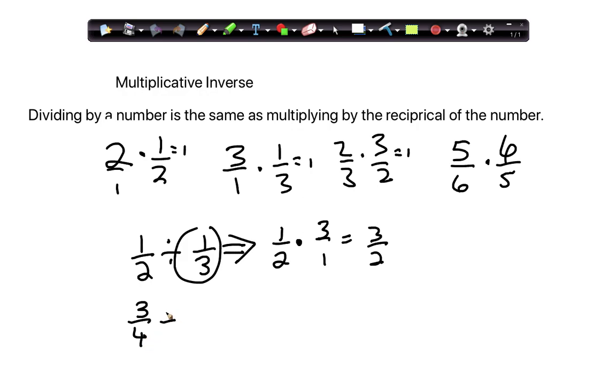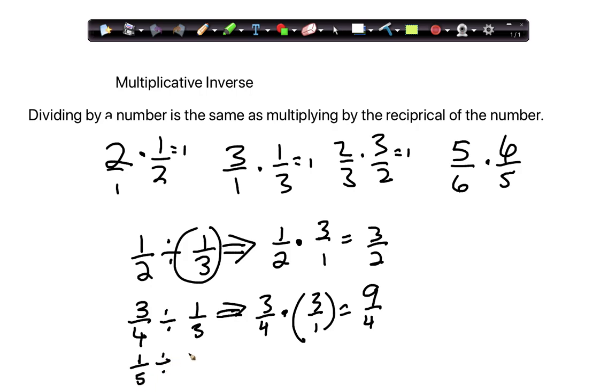Let's try another one. 3/4 divided by 1/3. So that is 3/4 multiplied by 3/1. So that's 9/4. And we'll do one more. 1/5 divided by 3/4. That's the same as 1/5 multiplied by 4/3. So that's 4/15.